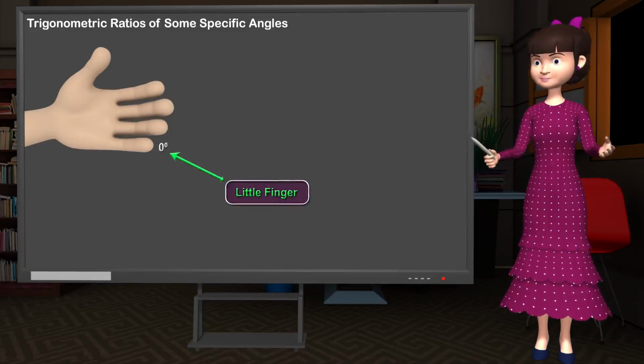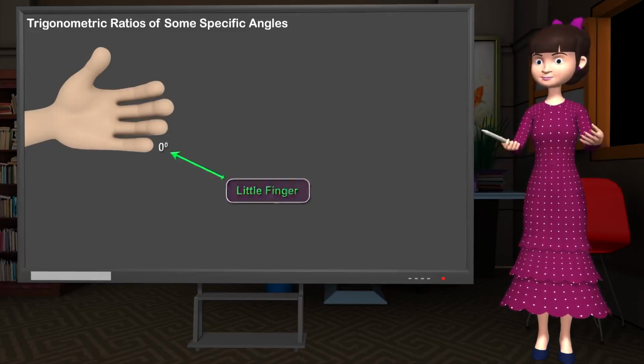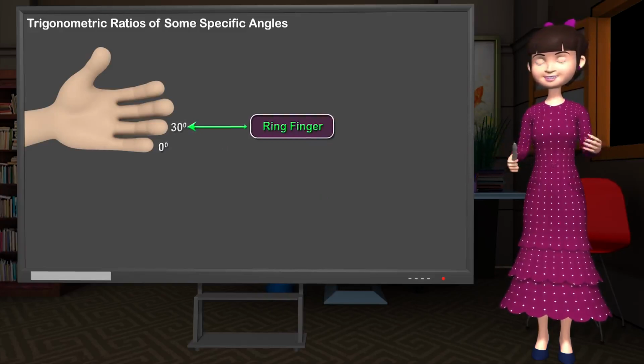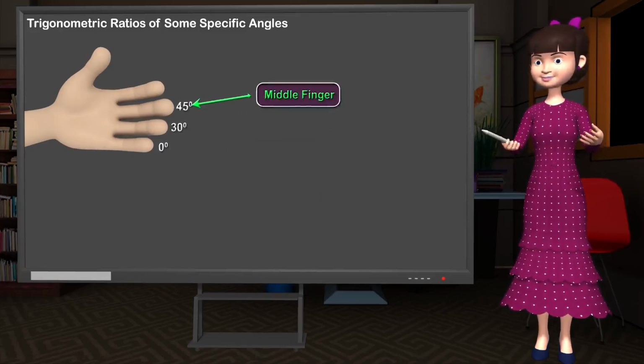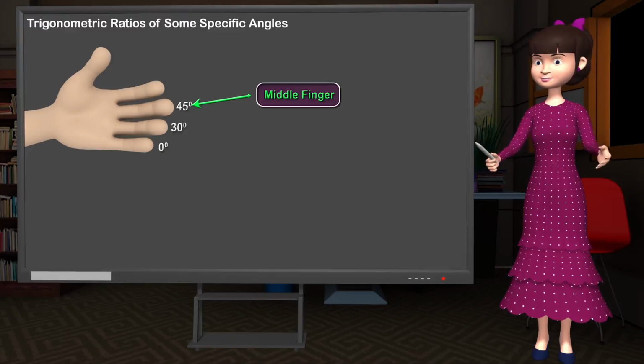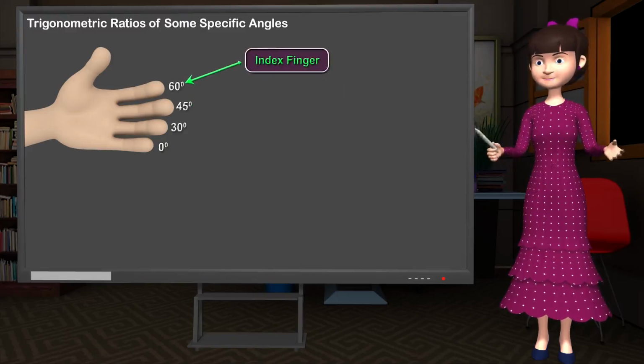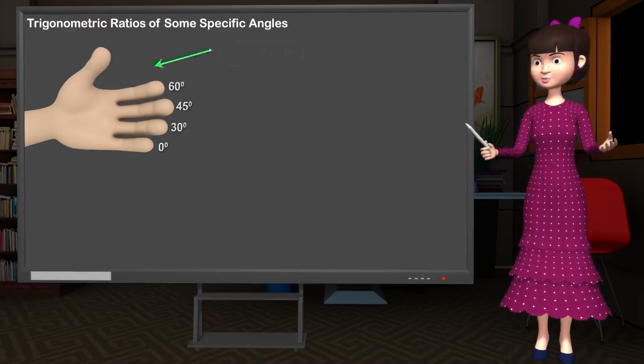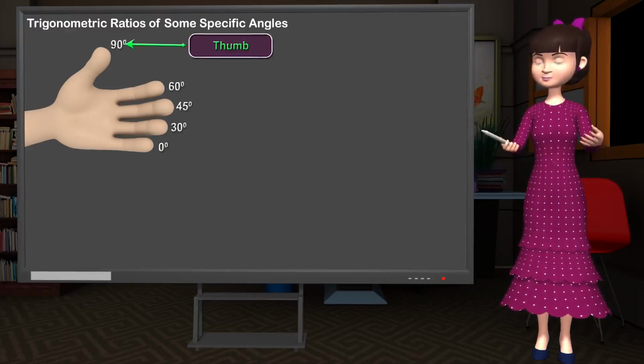The little finger represents 0 degrees. The ring finger represents 30 degrees. The middle finger represents 45 degrees. The index finger represents 60 degrees. And the thumb represents 90 degrees.